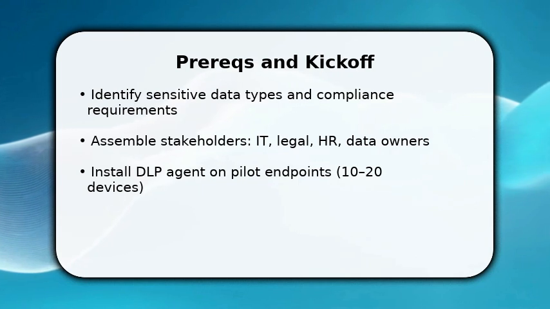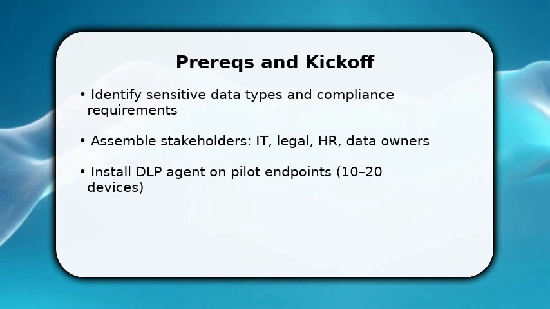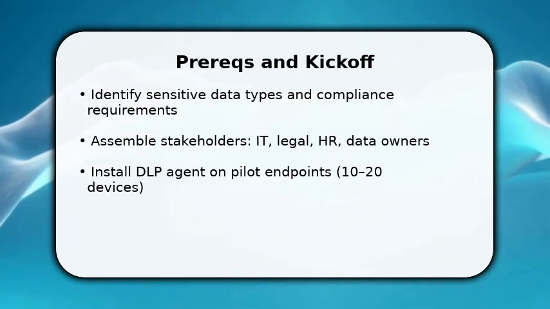Make sure to log everything centrally for analysis and adjust policy sensitivity to avoid noise. This early tuning prevents false positives later. You're now collecting baseline telemetry to inform rules and escalation workflows.